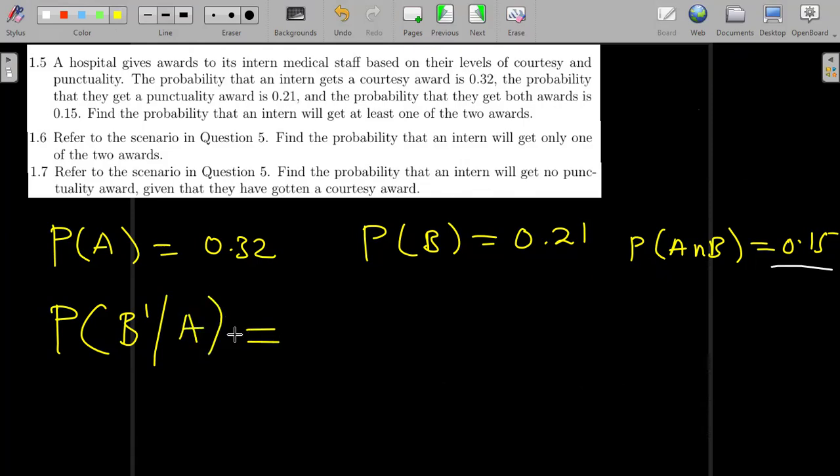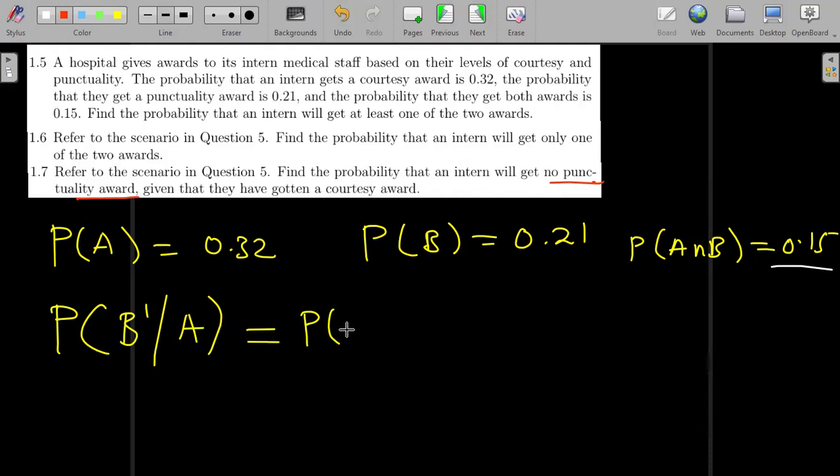So we're finding this conditional probability, which will just be probability of what? Have I interpreted it correctly? Okay, let me read it again. Find the probability that an intern will get no punctuality award given that they have gotten a courtesy award. So it's B complement given A. Okay, yeah, I'm correct.